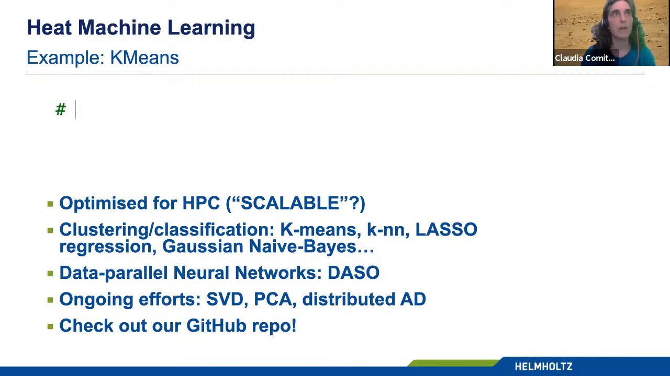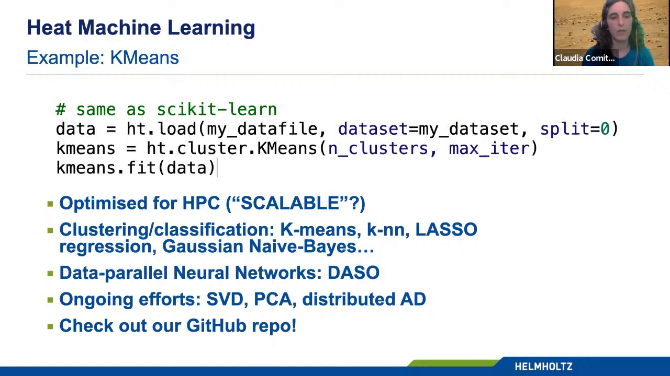The machine learning part of heat follows the same API as scikit-learn. So if you have your scikit-learn code and the algorithm you're using has been implemented in heat, then you should be able to just port your scikit-learn code into heat very easily. And the only thing you have to specify again is the data distribution attribute.